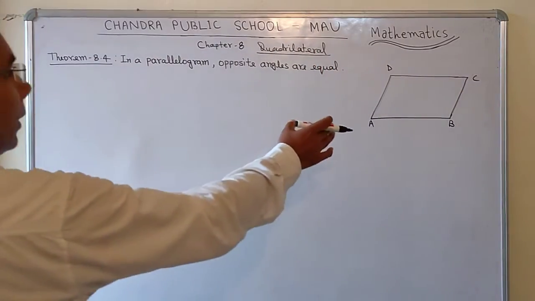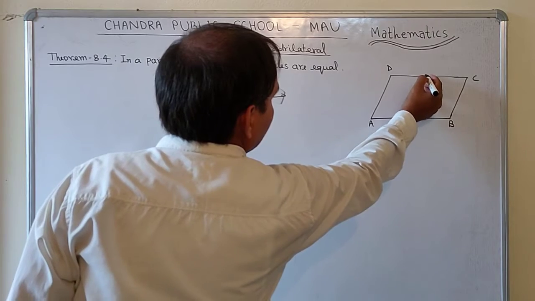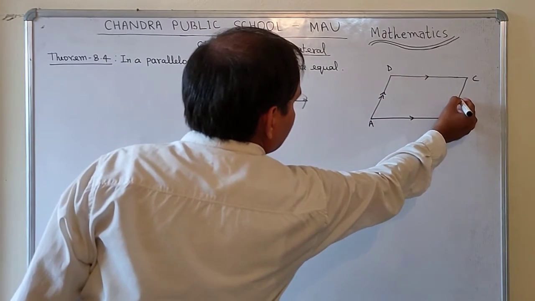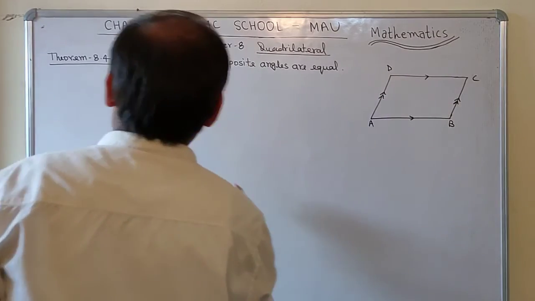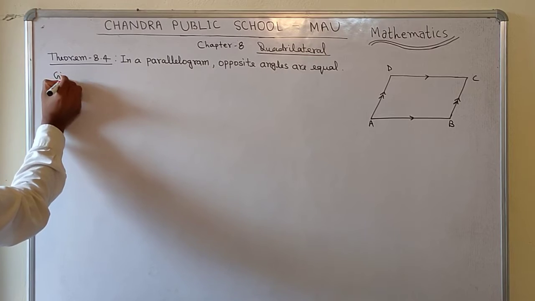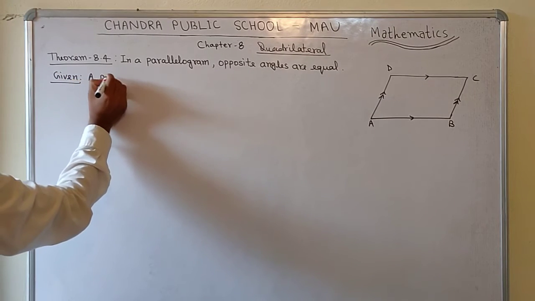So first you will draw the diagram. It is the parallelogram ABCD. So here both pairs of opposite sides are parallel also. It means AB and CD are parallel, as well as AD and BC are parallel. So here it is the statement of the theorem. Then you will write given, and you are given a parallelogram ABCD.